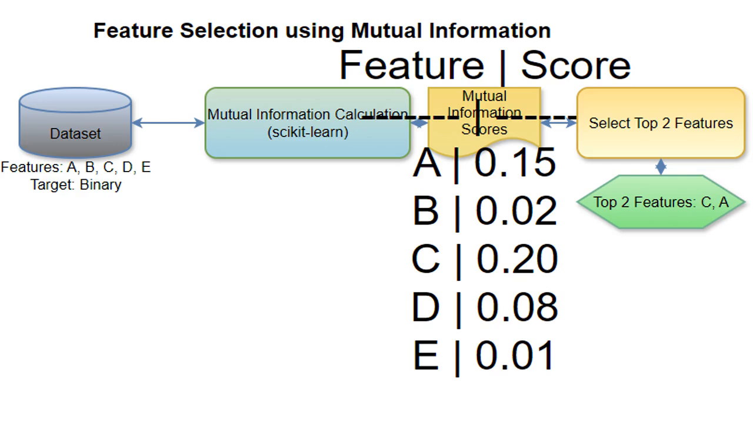I get these scores. A equals 0.15, B equals 0.02, C equals 0.20, D equals 0.08, E equals 0.01. These numbers show how well each feature predicts the target. Feature C has the highest score, meaning it's the best predictor.